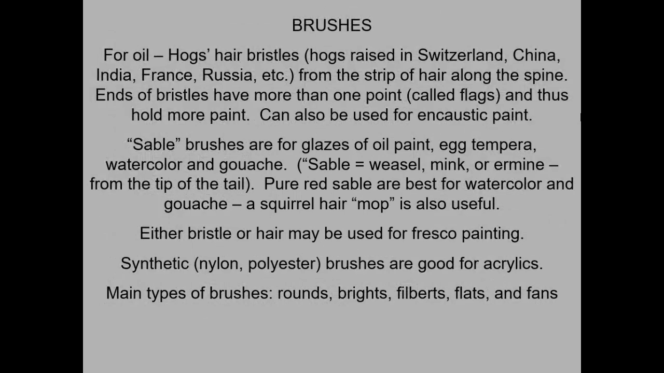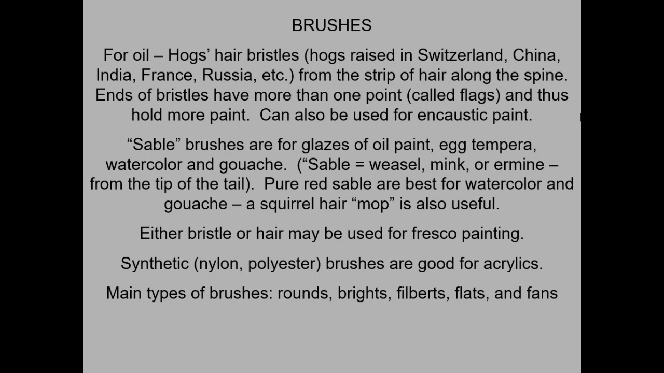You don't have to know all of the details of making brushes, but in general, we have brushes made primarily from hog's hair. If you think of a wild boar having kind of a mohawk of bristles along its spine, those are the bristles most commonly used. The hog's hair bristle brushes are used primarily for oil paint and encaustic. The general category we call sable brushes are used more for watercolor, although they can also be used for oil paint and egg tempera.